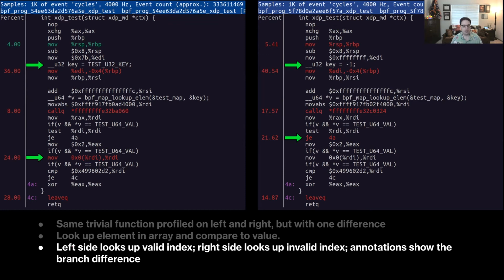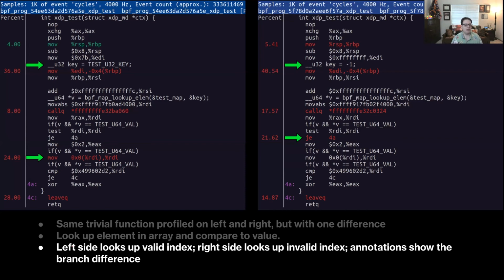Now moving on, we've changed arrows to highlight the difference of what's going on. The left side is looking up a valid index into the map, while the right side is looking up an invalid index. What ends up happening is when you look up an invalid index into a map, you get a null value that you don't want to dereference. Thus is why we do the null check. And so this ends up being why the bottom arrows are at different locations.